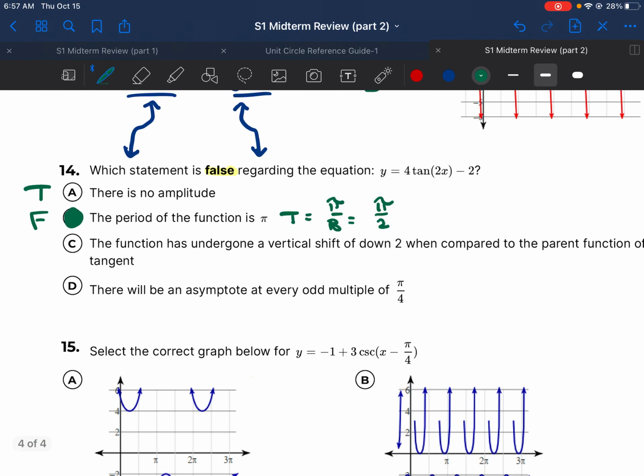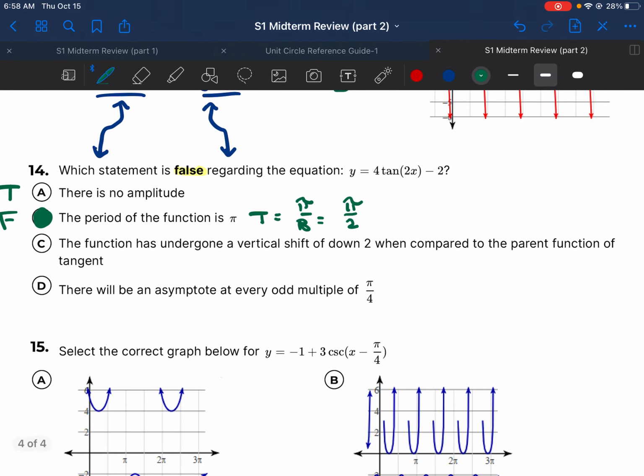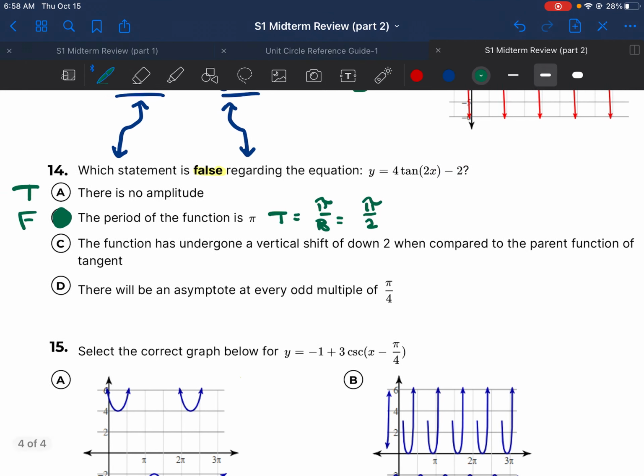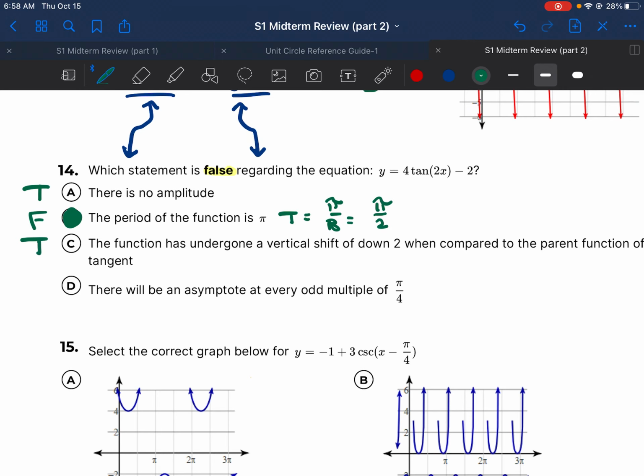Now let's look at C and D. Even though we know B is the answer here because that's the false statement, let's see why C and D are true. C says the function has undergone a vertical shift of down 2 when compared to the parent function of tangent. That would be true because we see the minus 2 out here. So vertical shift of down 2 is true. And then D says there will be an asymptote at every odd multiple of pi over 4.